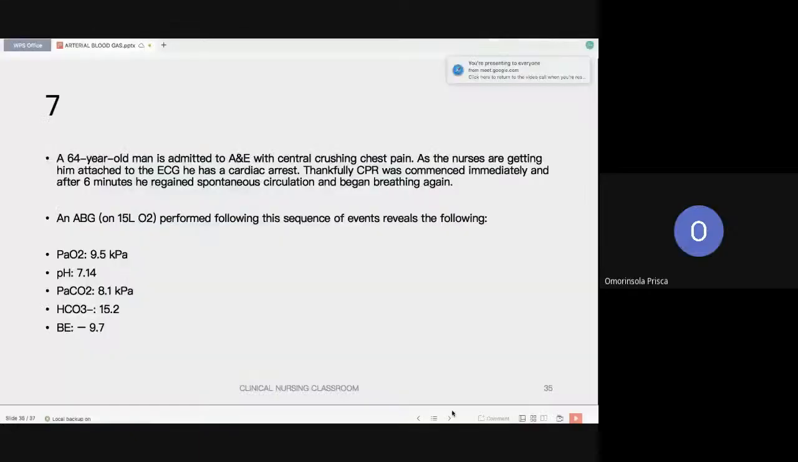Yes, please, go ahead. Okay, the pH is 7.14, which means it's acidosis, as it is less than 7.35. The PaCO2 is 8.1, which is higher than 6, which means it's acidosis. The HCO3 is 15.2, which is lower than 22, and it is acidosis. So I think they are non-compensatory. I'm not sure whether it's respiratory or metabolic, but it's non-compensatory.